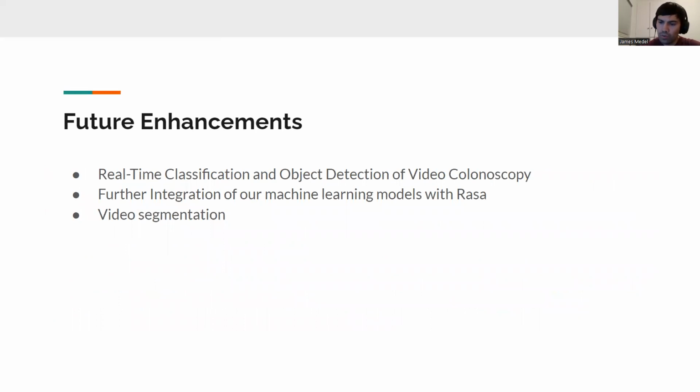Future enhancements. I'm looking at testing out real-time classification and object detection. I'll be simulating colonoscopy images into videos by taking those sequences of frames and recreating the videos from them. In the case of the validation and test set, their folder structure is named based on the video that they originally came from, so I can just create some simulated videos out of those. And then there's some further integration that could be done with Rasa, and the video segmentation piece is another one that I'm interested in doing later on.